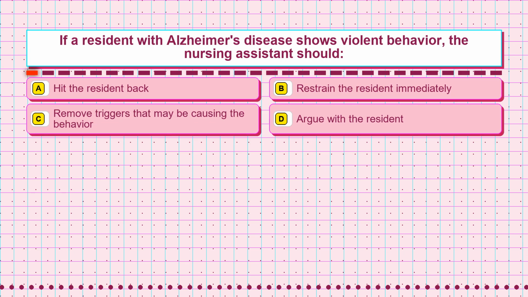Question 9. If a resident with Alzheimer's disease shows violent behavior, the nursing assistant should: Option A. Hit the resident back. Option B. Restrain the resident immediately. Option C. Remove triggers that may be causing the behavior. Option D. Argue with the resident.